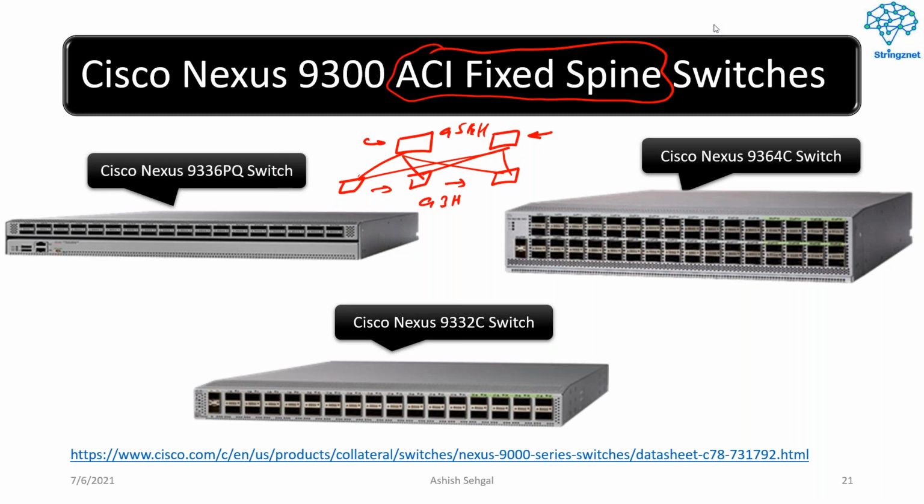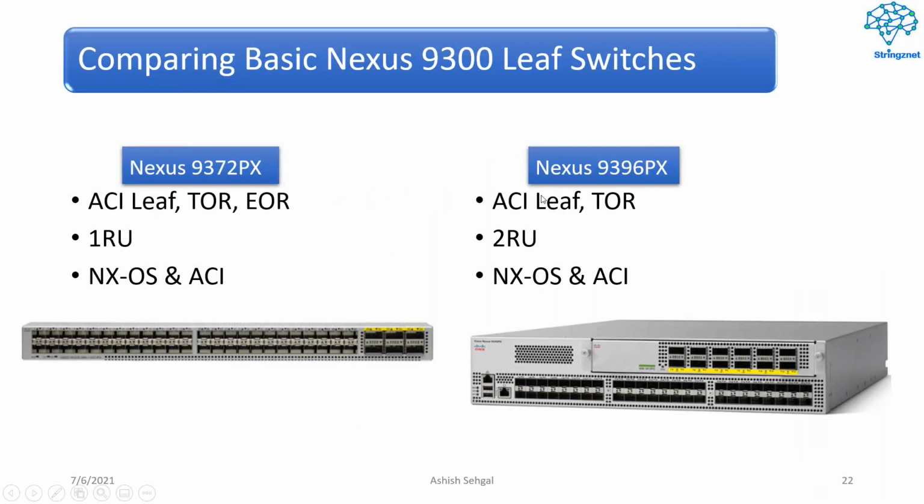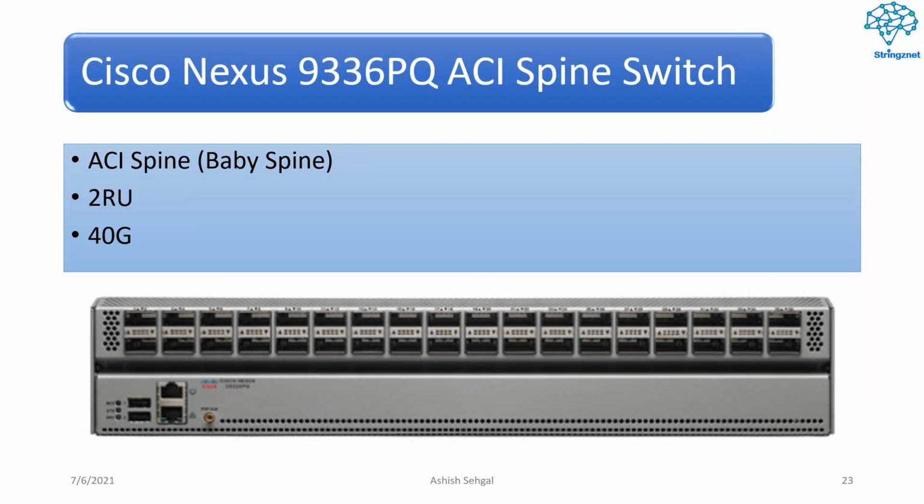All right, sorry guys. Okay, so 9300 spine switches. Otherwise, 9300 series switches are to be placed only at leaf positions, not at the spine positions. The 9336PQ ACI baby spine switch, we do call it.